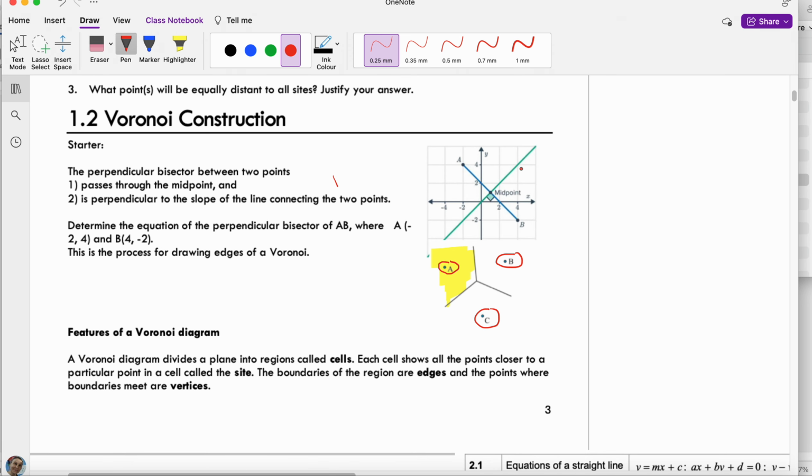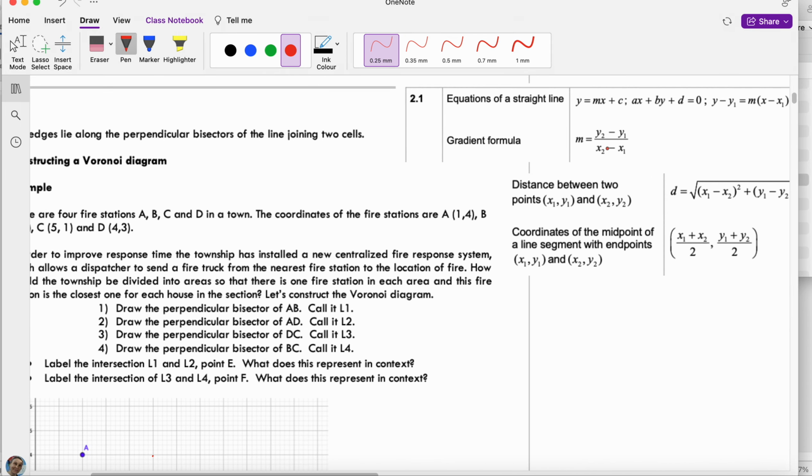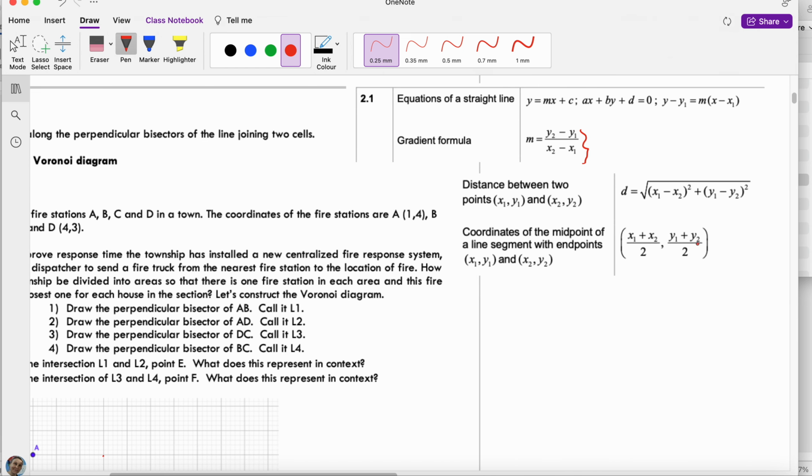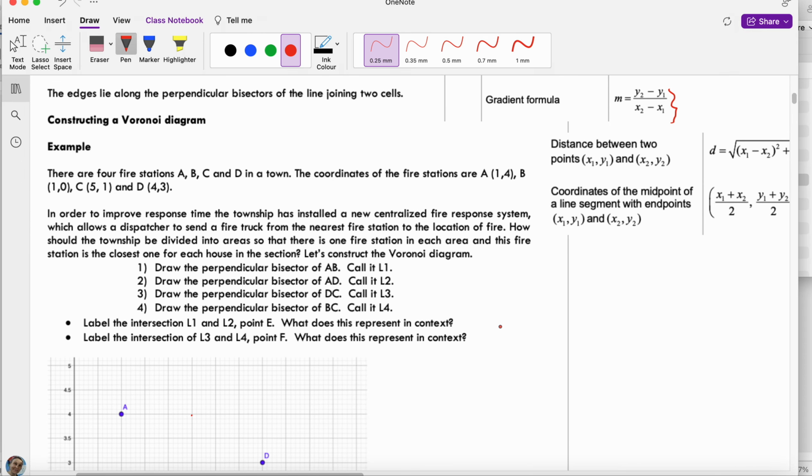What's important is that these edges, the boundaries, are always perpendicular bisectors, okay? To find a perpendicular bisector, you always have to find the midpoint between the two sites that you want to split up, and then you want to go with the perpendicular slope between these two. We're going to see this in action. So these are the formulas that will be of use. Remember your wonderful slope formula. The distance will come a little bit later. And then, of course, this is the midpoint, which is just the average between the x's and the y's, okay?